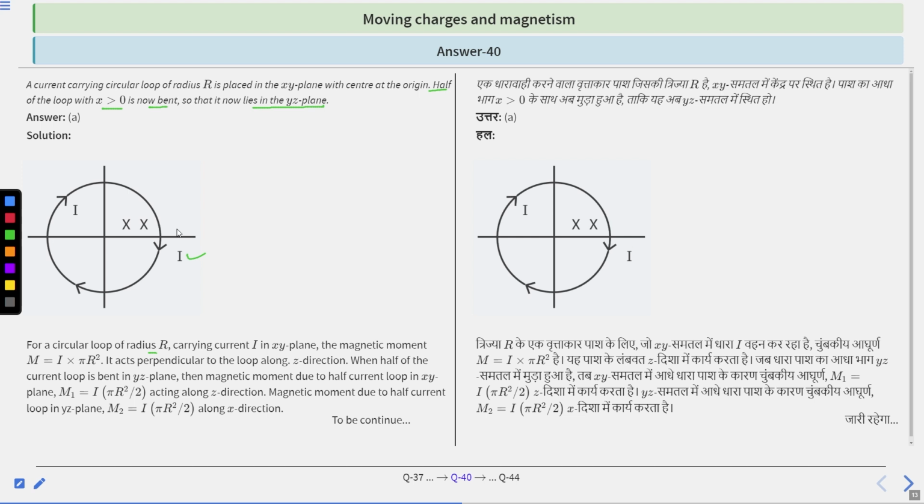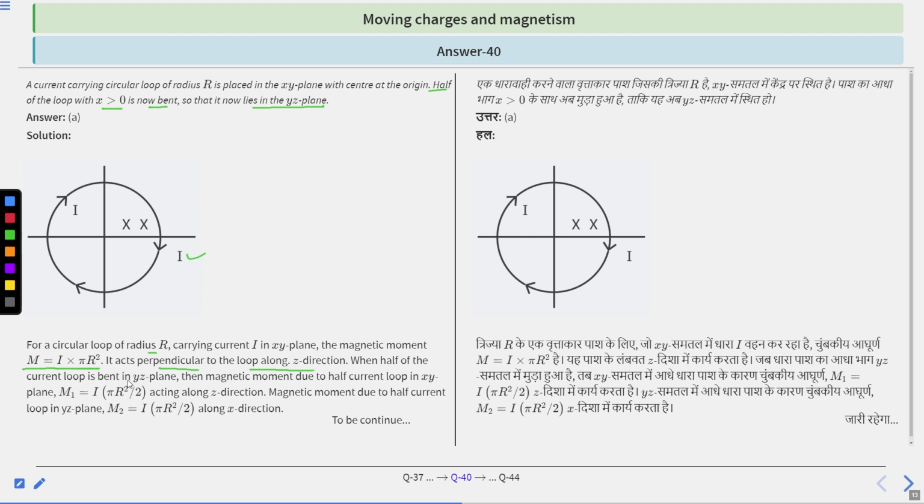the xy plane. Suppose this is x and this is y. In the xy plane, the magnetic moment m equals I into pi r square. Clear? This is the magnetic moment, m equals I times pi r square. It acts perpendicular to the loop along the z direction.